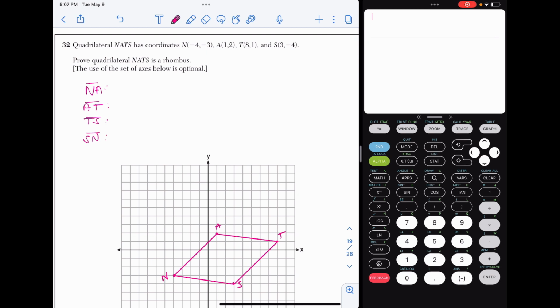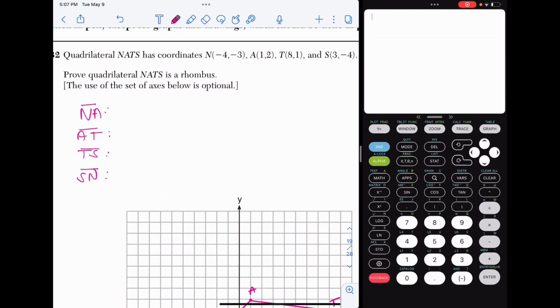Keep in mind that this is not a question. It's not saying, is it a rhombus? We just have to prove it is. So if these 4 sides do not come out to be the same, we have to be doing something incorrect. We made a mistake somewhere. So I'm going to use the distance formula to find each length.